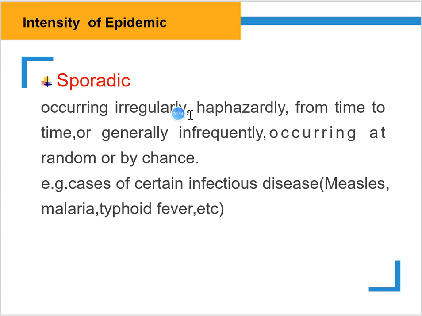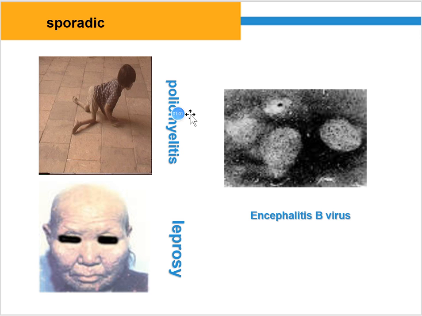Sporadic means occurring irregularly, haphazardly, from time to time, or generally infrequently, occurring at random or by chance. For example, cases of certain infectious diseases, such as measles, malaria, typhoid fever, polio, leprosy, encephalitis B, etc.